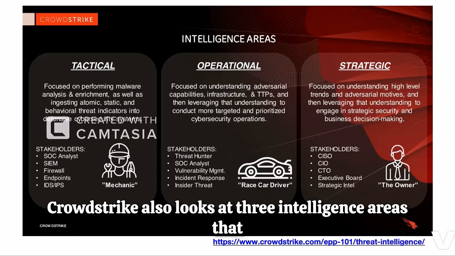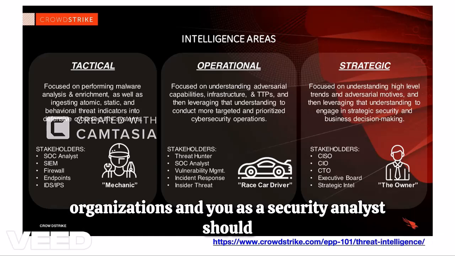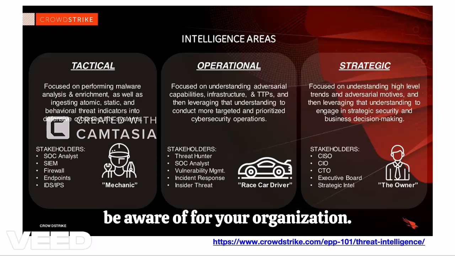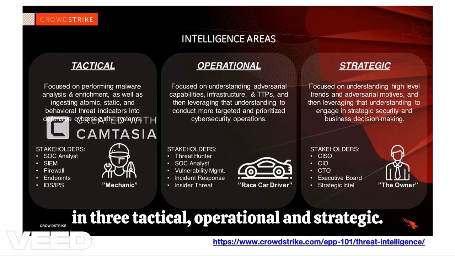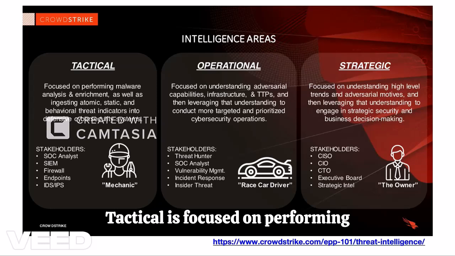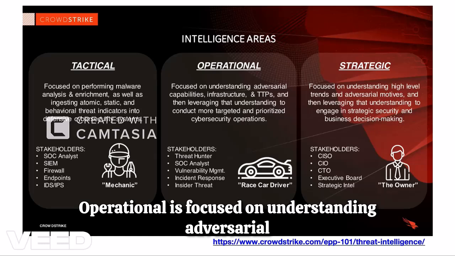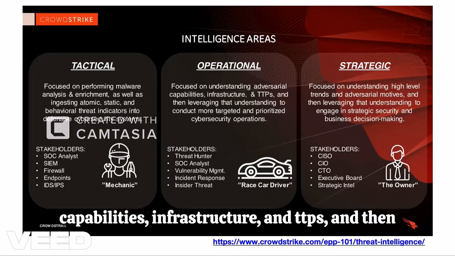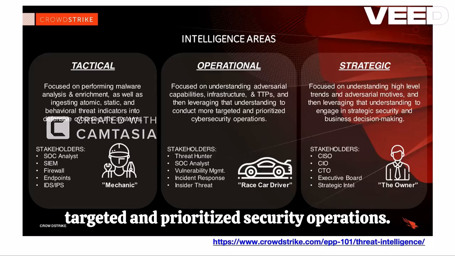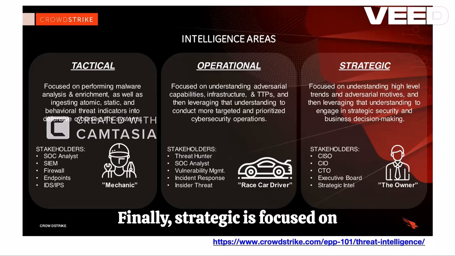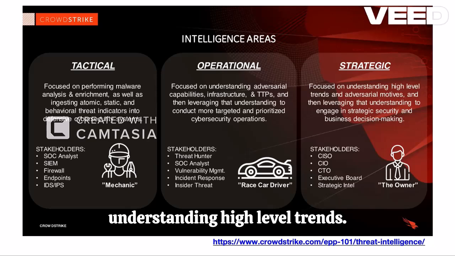CrowdStrike also looks at three intelligence areas that organizations and you as a security analyst should be aware of for your organization. They look at the intelligence areas in three ways: tactical, operational, and strategic. Tactical is focused on performing malware analysis and enrichment. Operational is focused on understanding adversarial capabilities, infrastructure, and TTPs, and then leveraging that understanding to conduct more targeted and prioritized security operations. Finally, strategic is focused on understanding high-level trends.